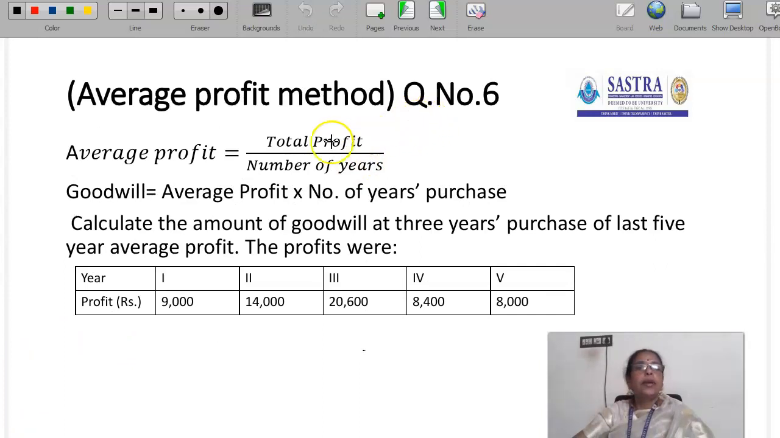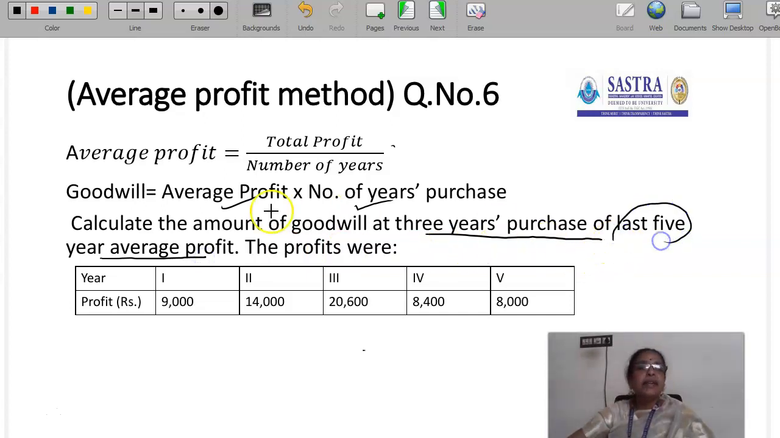Then let's see the problem. Average profit is equal to total profit divided by number of years. Goodwill is equal to average profit into number of years of purchase. This is simple average profit method. Calculate the amount of goodwill at 3 years purchase of last 5 years average profit. You have to calculate 5 years average profit because 5 years profit is given. We have to add all the previous profit and that should be divided by 5. We can get average profit for 5 years and that should be multiplied with the number of years of purchase. Number of years of purchase is 3.